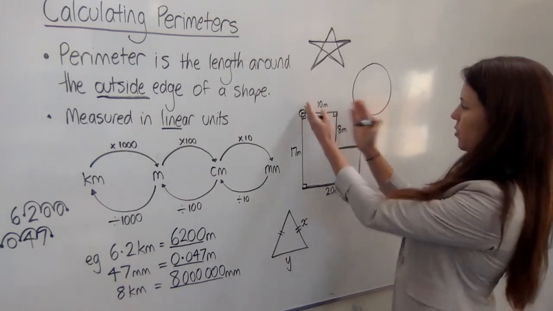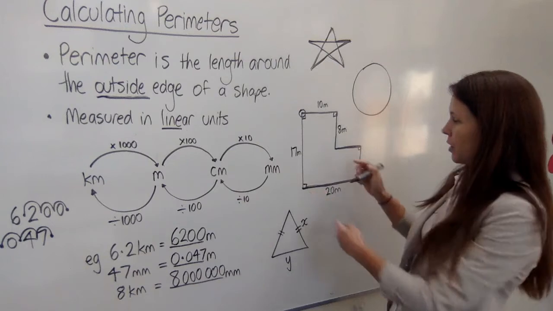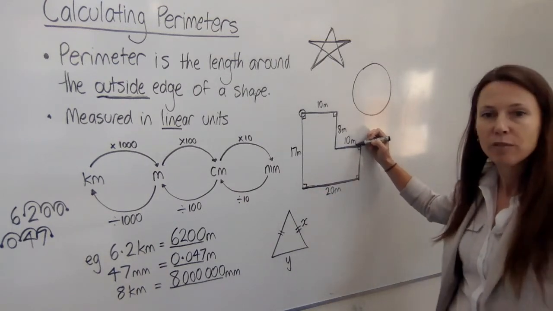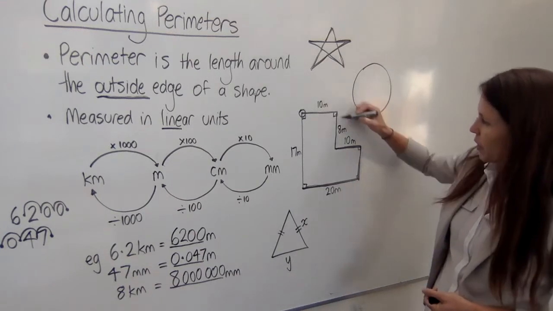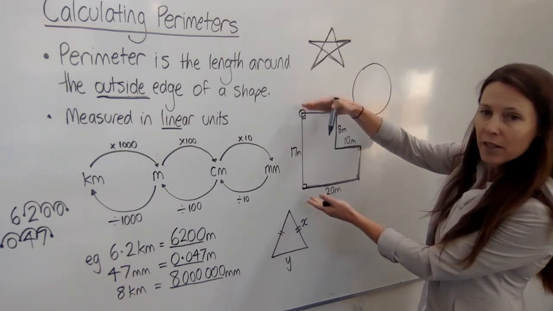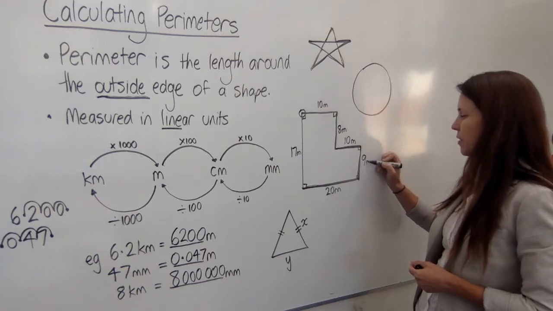Now, it makes sense that those two would add up to be the same width of the entire picture. So that means this one must be 10 because 10 plus 10 will give me 20. Similarly, I don't know this length, but I do know this one is 8 and the total height of the picture is 17. So 8 plus 9 gives me 17.